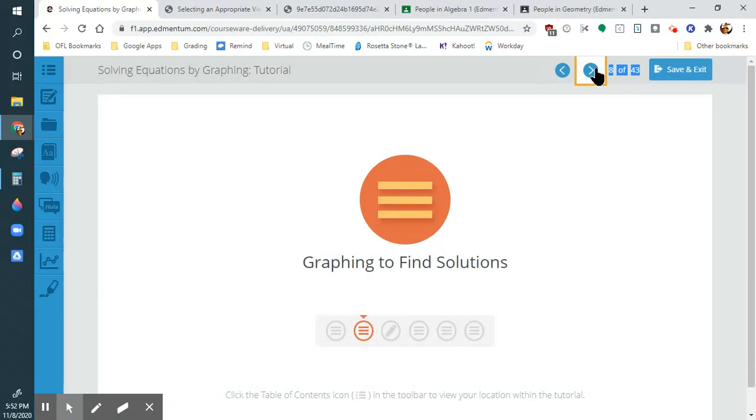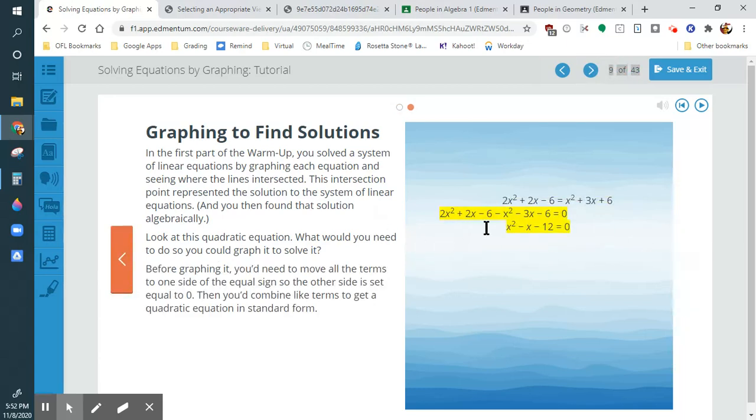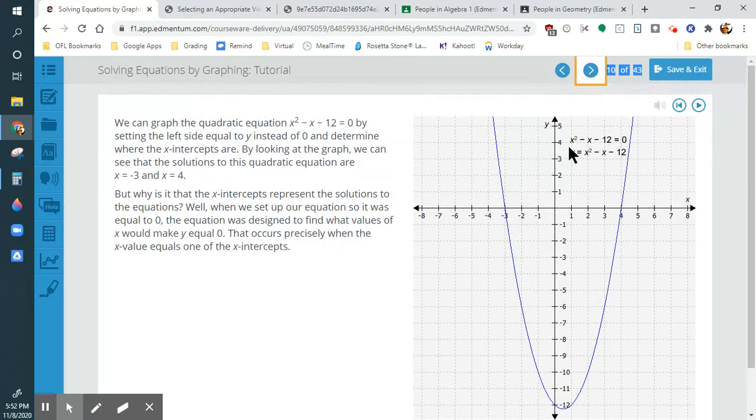All right, so now graphing to find solutions. So when we're graphing to find solutions, we have these two equations. We can set them as two separate equations to solve where they would cross each other. All right, so moving on here. So for example, if we have this equation right here equal to 0, we can do it here, and this will help us find the 0.